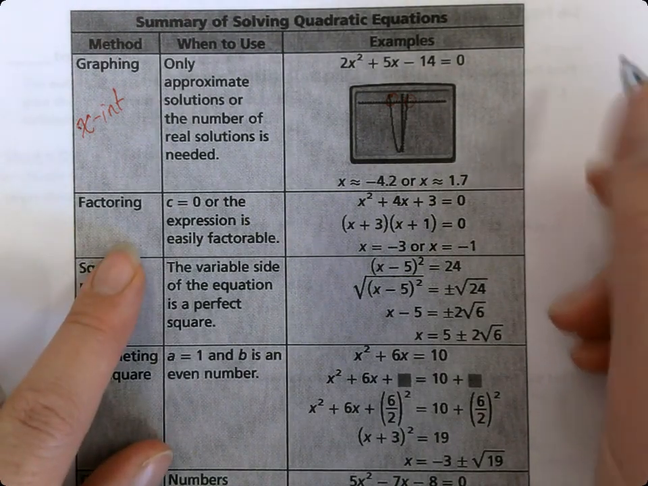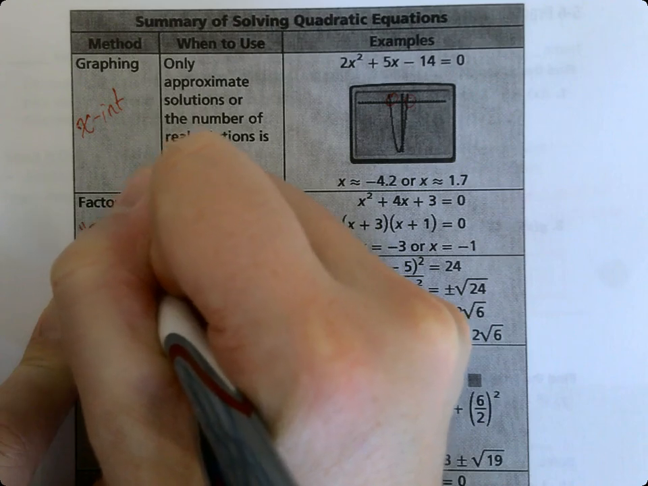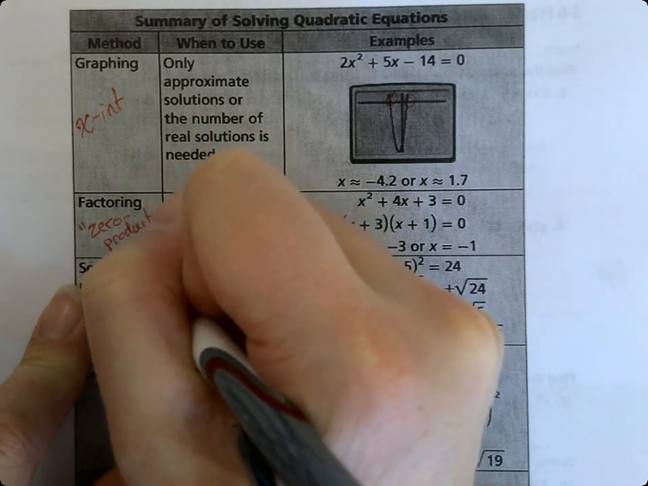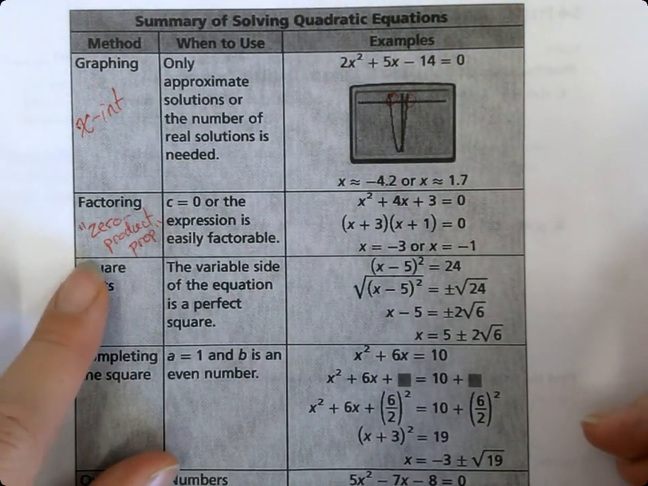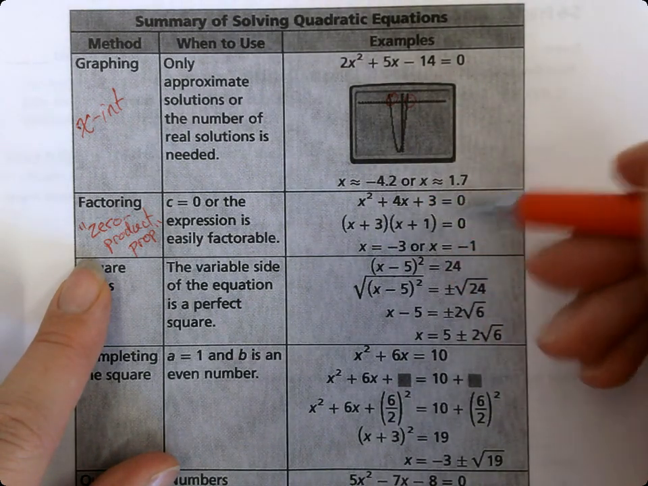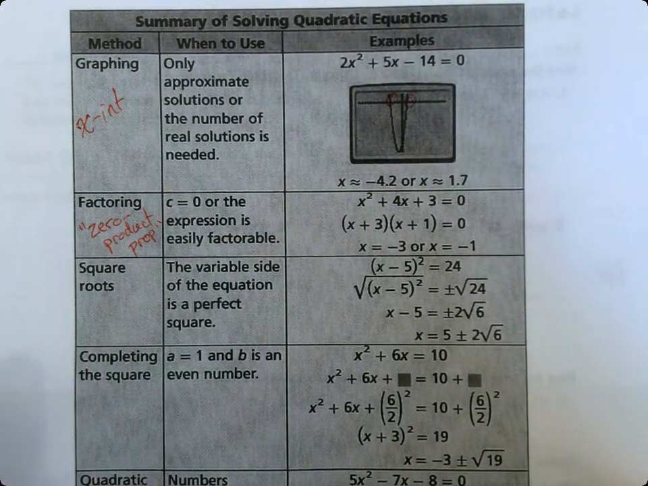If you're factoring, we want to set it equal to 0. Factoring is the same as saying use the 0 product property. So I'd add these little terms in there. If you're told to solve using factoring or solve by the 0 product property, set equal to 0, factor completely, but don't forget to actually solve for those values.